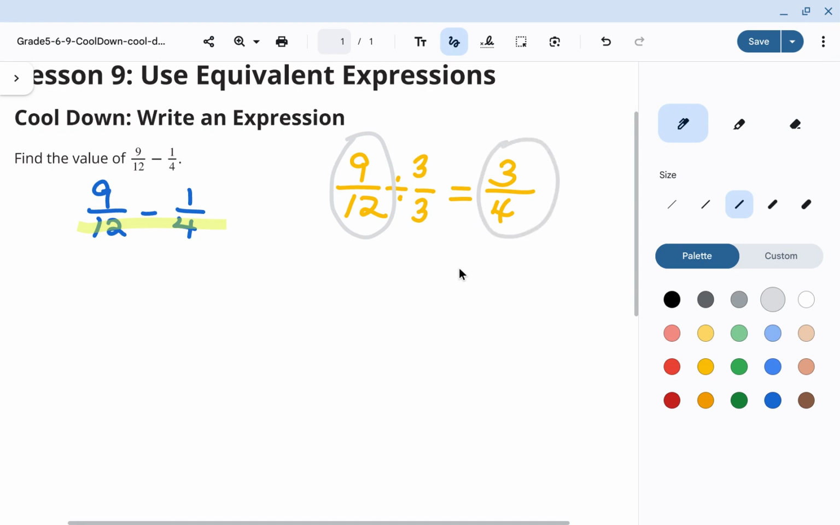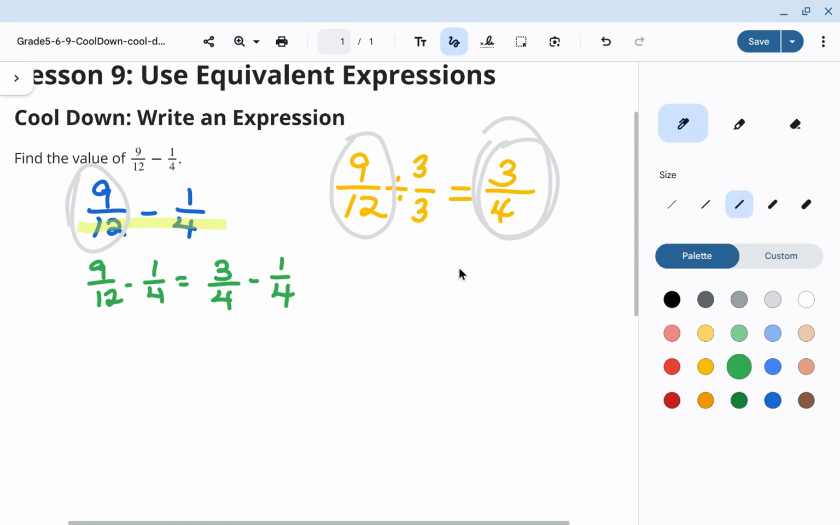Those are equivalent fractions. They would sit in the exact same place on a number line. So as such, I'm not changing the value if at this moment I exchange 9/12 for 3/4. That is exactly what I am going to do in order to continue. I know that 9/12 minus 1/4 is the same thing as 3/4 minus 1/4.